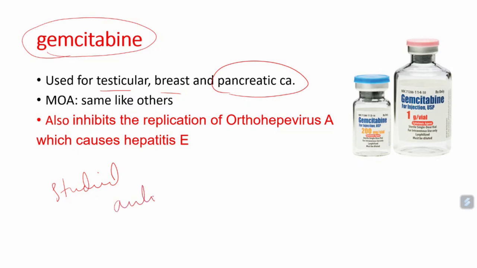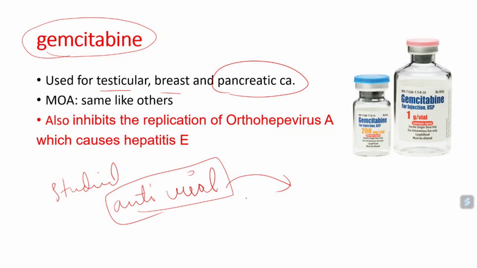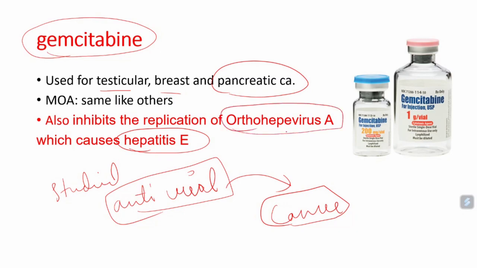it was studied as an antiviral drug, and later on it was found that along with antiviral property, it has a cytotoxic property. That's why it is used for cancer conditions also. So along with its anti-cancer properties it has antiviral property, and gemcitabine is particularly given for hepatitis E virus because it stops the replication of orthohepevirus A, which causes hepatitis E.